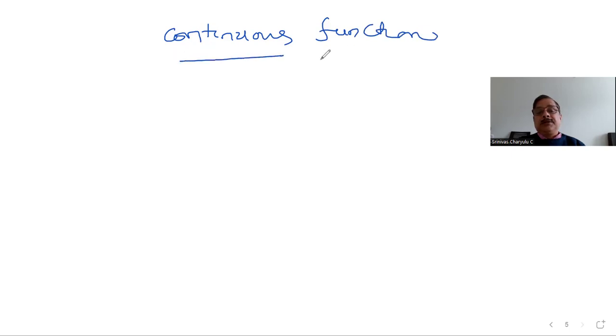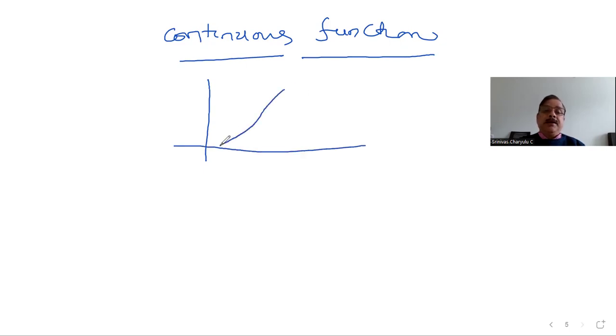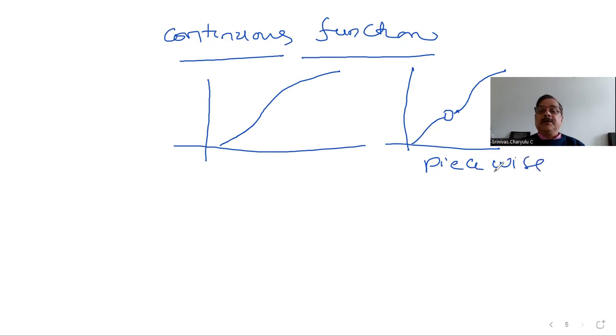Continuous function means, as I told in the beginning, it should not have any cuts in the path. Suppose I am defining a function of this kind, this is a continuous function. If the same function is, let us say, going like this and not defined here, but defined again after this break, then this function is not continuous. This is called a piecewise function. This is a continuous function.